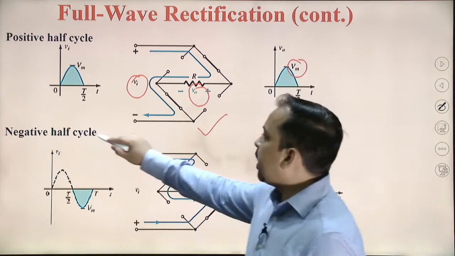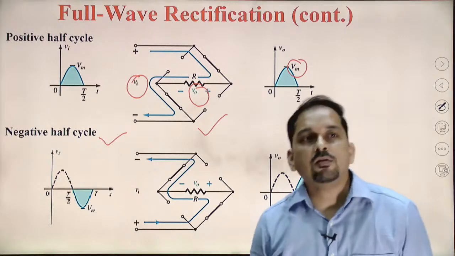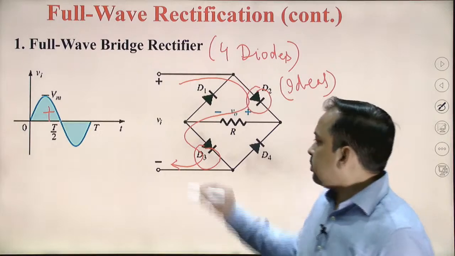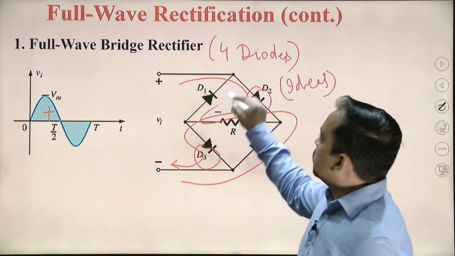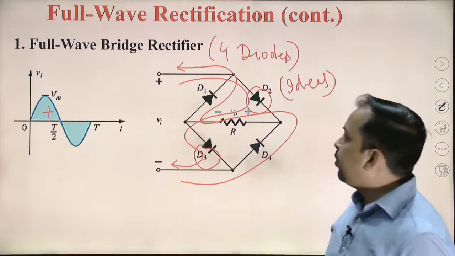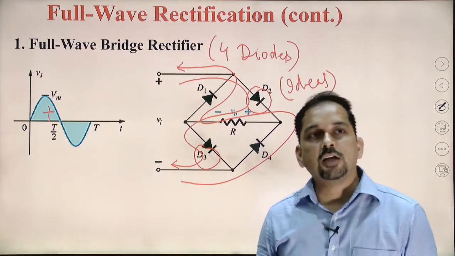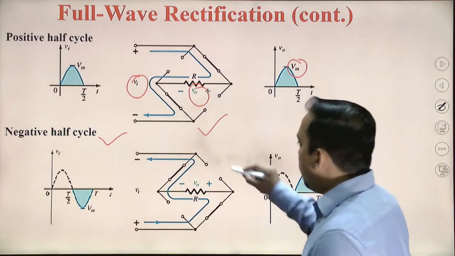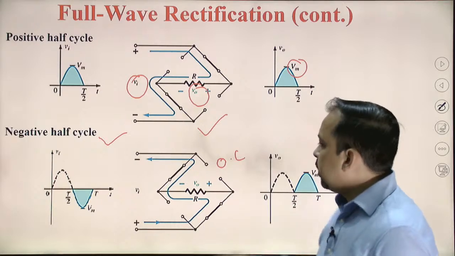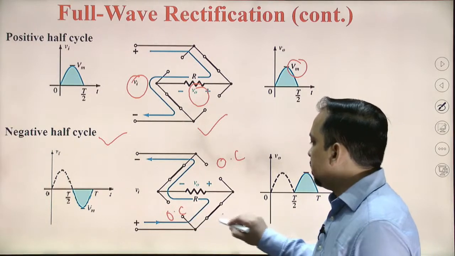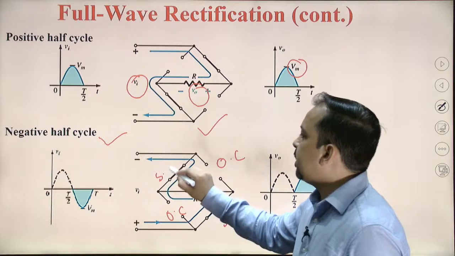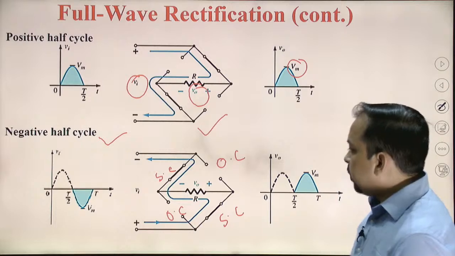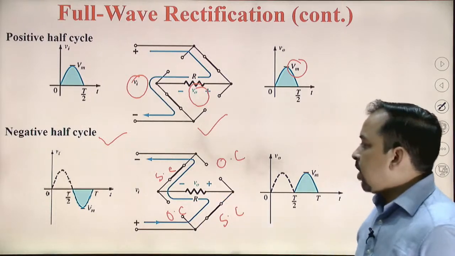Now we are considering the negative half cycle. In the negative half cycle we can see that the current will flow in the opposite direction like this. So diode D4 and diode D1 are on, they start conducting, whereas diode D2 and diode D3 are off. Off means they will be represented by open circuit, whereas the other two diodes are represented as short circuit because we assume that the diode is ideal.